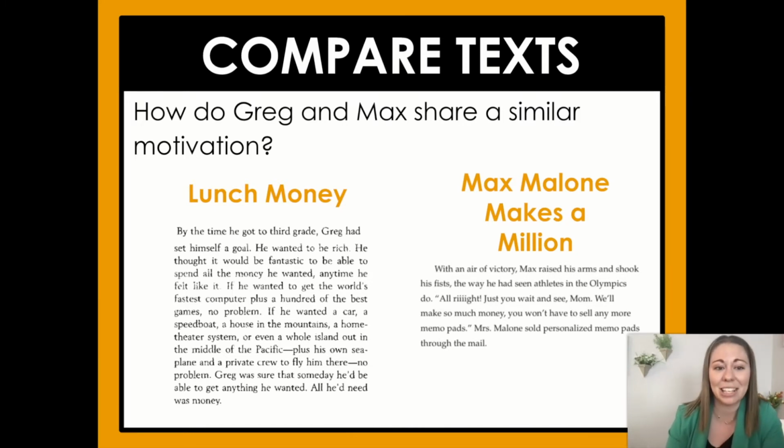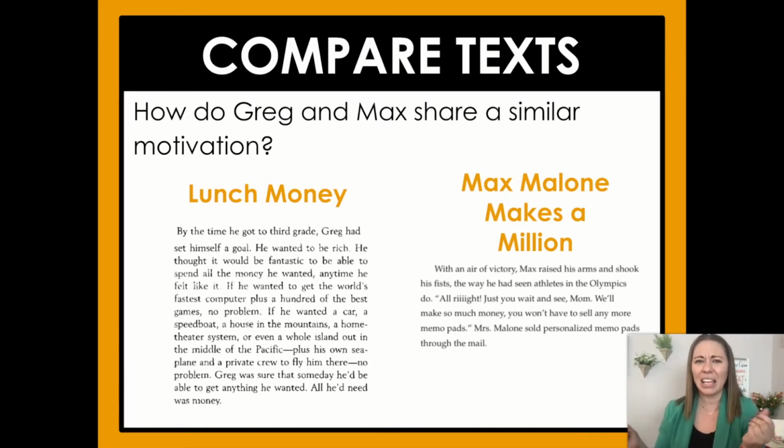Well, if we look back in the text in Lunch Money, it says, by the time he got to third grade, Greg had set himself a goal. He wanted to be rich. He thought it would be fantastic to be able to spend all the money he wanted anytime he felt like it. If he wanted to get the world's fastest computer plus 100 of the best games, no problem. If he wanted a car, a speedboat, a house in the mountains, a home theater system, or even a whole island out in the middle of the Pacific, plus his own seaplane and a private crew to fly him there, no problem. Greg was sure that someday he'd be able to get anything he wanted. All he'd need was money.